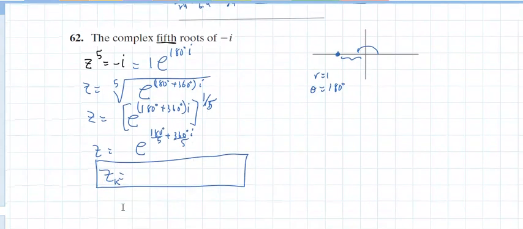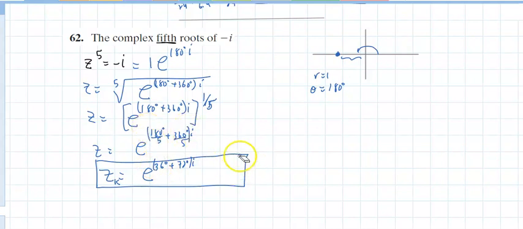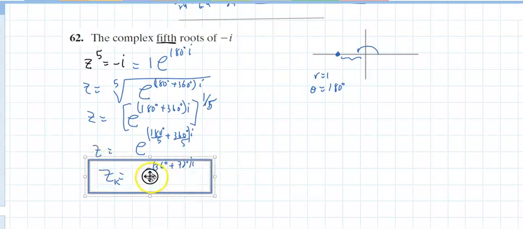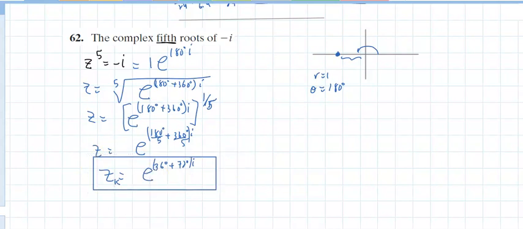You don't have to worry about that now. That's going to be e to the 36 degrees plus 72 degrees k times i. And I could start with the traditional. I'm going to let k equal 0, k equal 1, k equal 2, k equal 3, k equal 4. And if I let k equal 5, I'll check what happens.